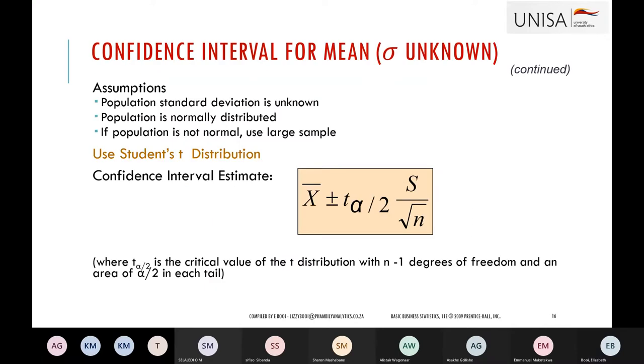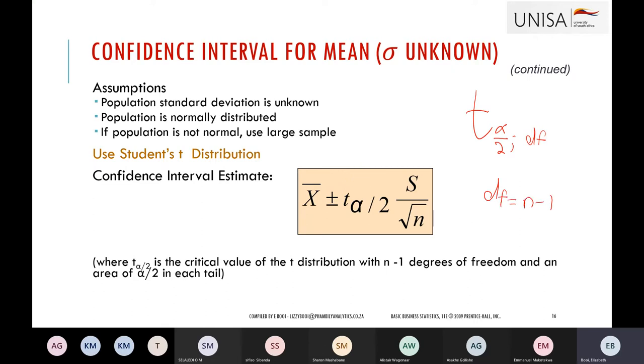And the formula will look like that: X bar plus or minus the critical value, which is T alpha divided by 2. So we're still going to have to find the level of confidence and use the significance level, alpha, to find the critical value on the table. But now the T table looks different. Here I only have T alpha divided by 2. The critical value, when we get to it, we're going to find by using T alpha divided by 2 and the degrees of freedom. And our degrees of freedom is n minus 1.